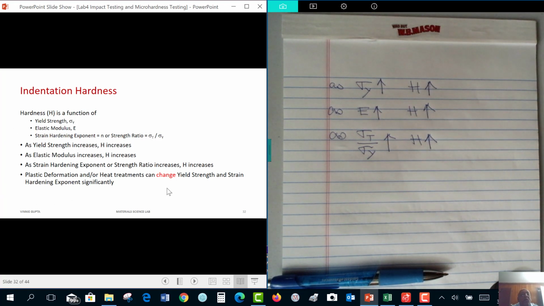Now, when we take a material and give it a mechanical treatment like plastic deformation, cold working, hot working, or we give it heat treatments like annealing, quench hardening, etc., we do not change elastic modulus at all because we are not changing the chemical composition. So in any thermomechanical treatments, we can only change yield strength and strain hardening behavior.